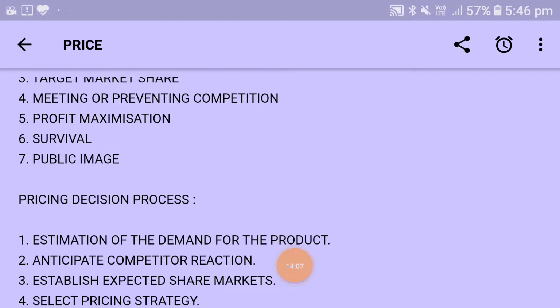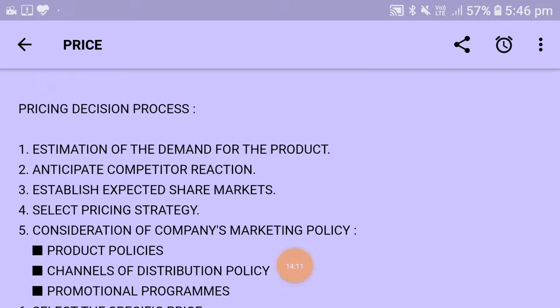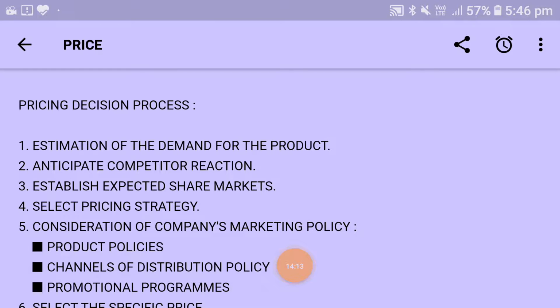Next is the price determining process. What is the pricing decision process? In this, the first is estimation of the demand for the product. You need to first know what the demand for the product is in the market, in the target market. Second, anticipate the competitive reaction. The potential competition also influences price determination.